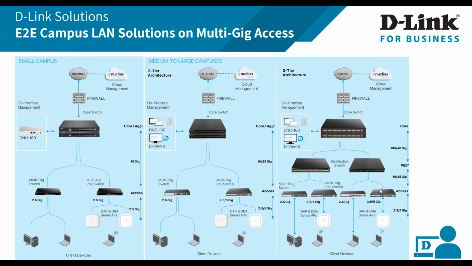So these are the typical small, medium, and large campus architectures, and with the D-Link multi-gigabit access switching portfolio, multi-gigabit wireless solutions, along with our layer 3 fiber aggregation switching solution and NMS, we can offer a complete LAN solution on multi-gig, whether it's a single building solution or a large campus.